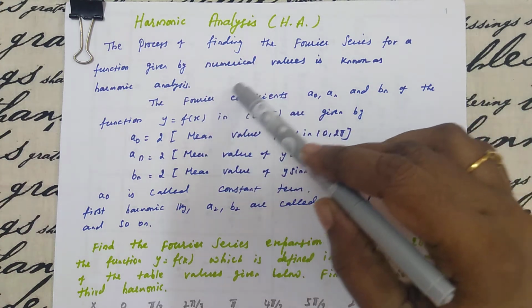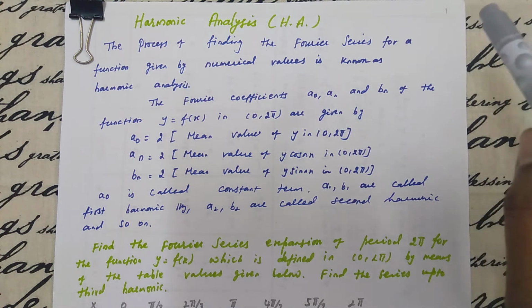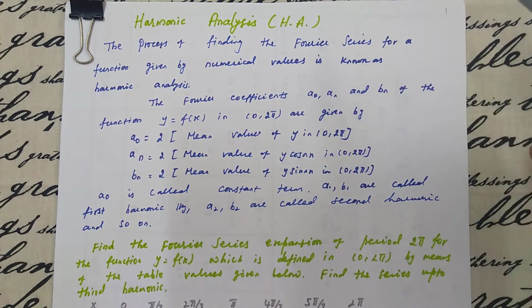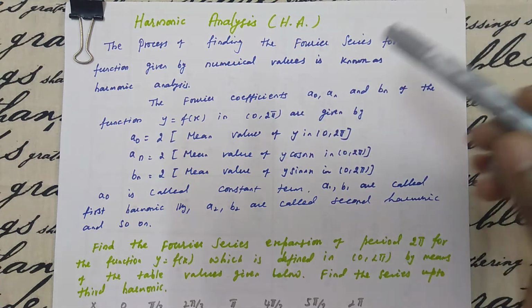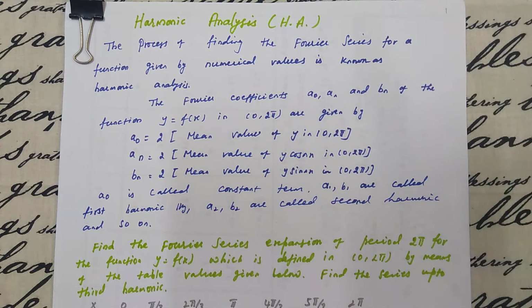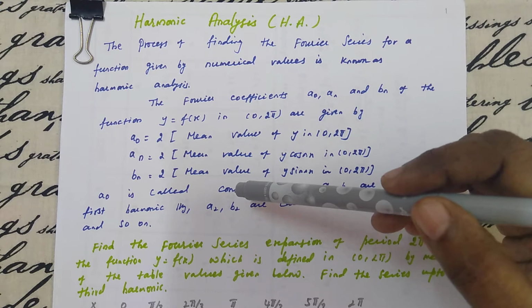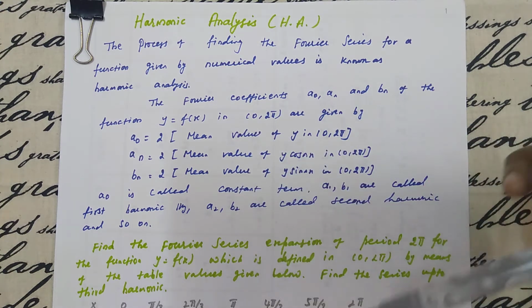So this is the basic idea about harmonic analysis. It will be given in the question itself: find up to first harmonic, up to second harmonic, or up to third harmonic. According to the question, up to whichever harmonic is asked, up to that we have to do the problem. So how are we going to do it? We have to find the constants a0, an, bn and substitute them in the required Fourier series.